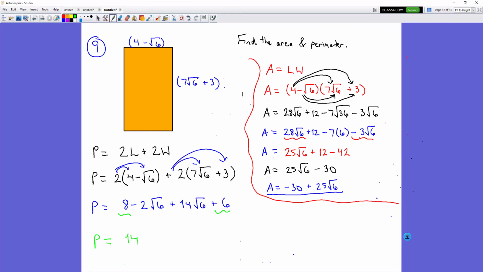And then the other ones are just negative 2 square root of 6 and 14 square root of 6. So we just add those together. So negative 2 plus 14 is going to be positive 12. So it'll be plus 12 square root of 6. And this would be the perimeter of this problem.